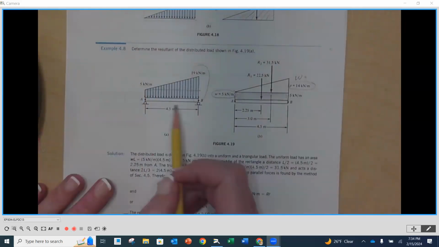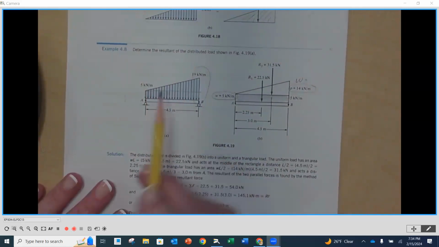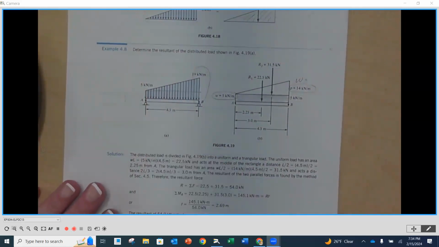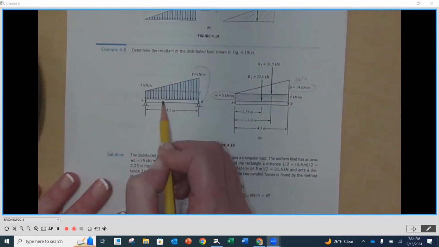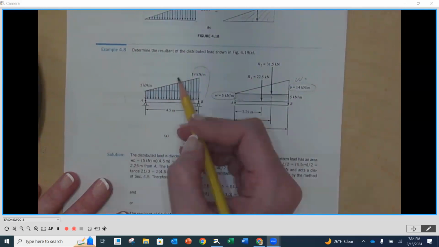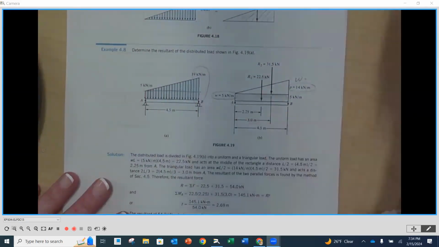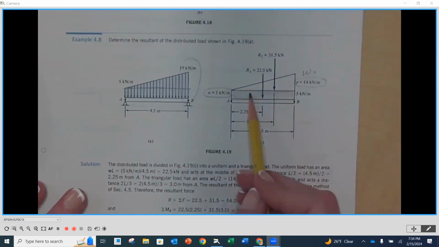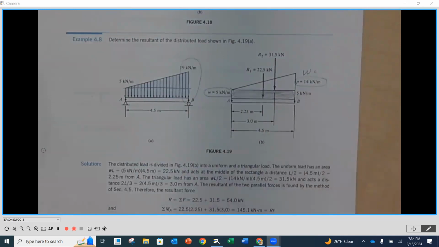So what we have here is the distributed load shown, and you'll notice that we can break this into two distinct distributed loads. If we take a line and we go straight across, we have one evenly distributed load, and then sitting on top of it is a triangular load. And that's what we see over here on the right. The bottom is going to be the rectangular, and the top is going to be the triangular.